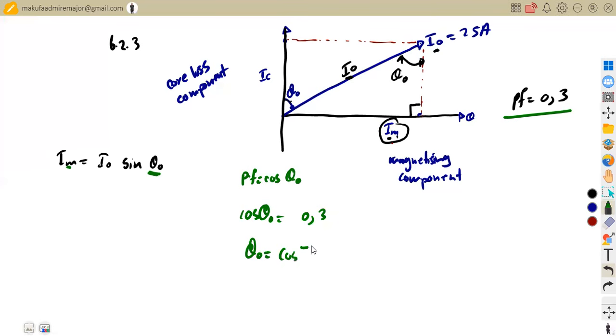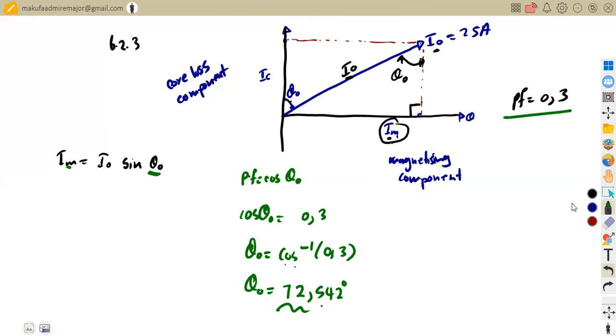So that one is going to be cos inverse of 0,3 on our calculator. So that means we are going to obtain 72,542 degrees. That's shift cos on your calculator, shift cos, you put 0,3.